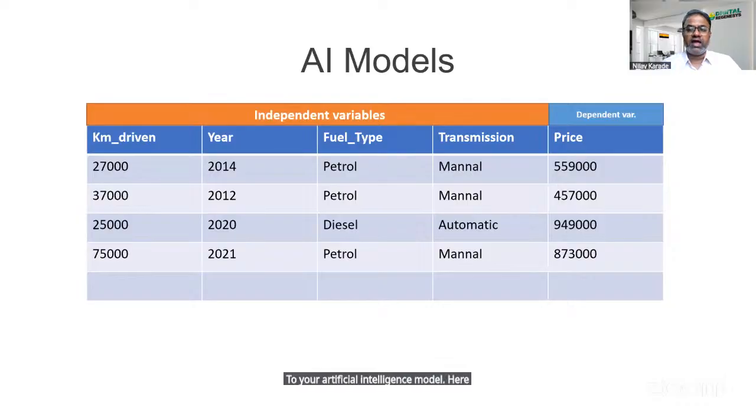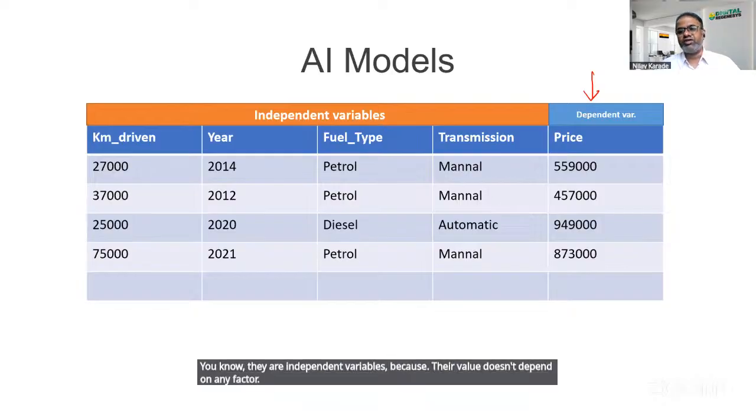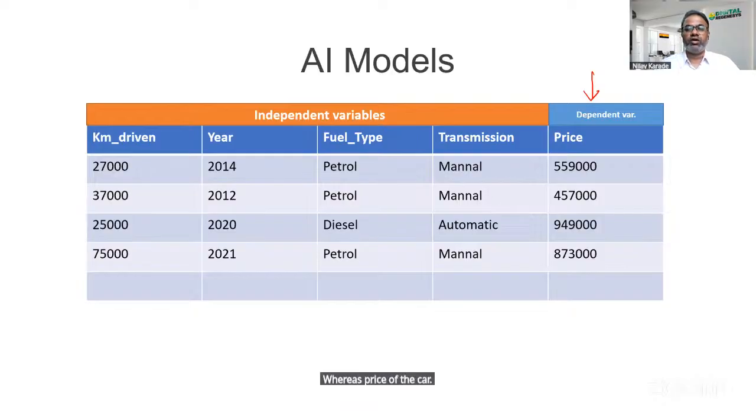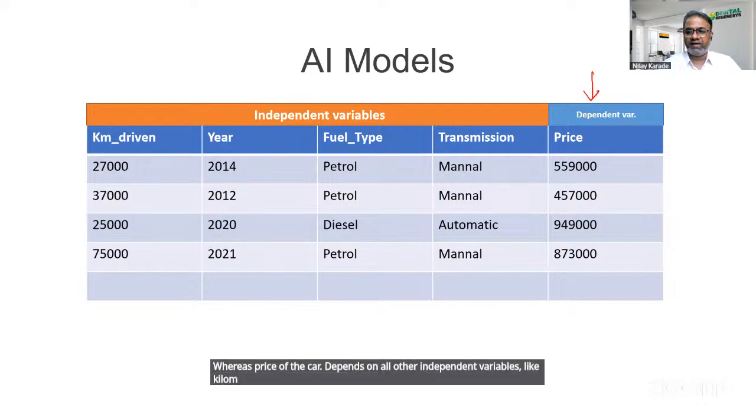Here we have got one column called price of the car, for which we will make predictions, right? So it is called the dependent variable. And the rest of the columns are independent variables because their value doesn't depend on any factor, whereas price of the car depends on all other independent variables like kilometers driven, manufacturing year, fuel type, and transmission.